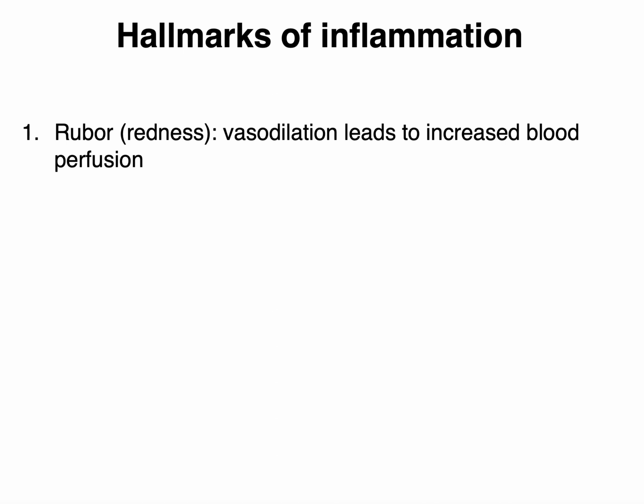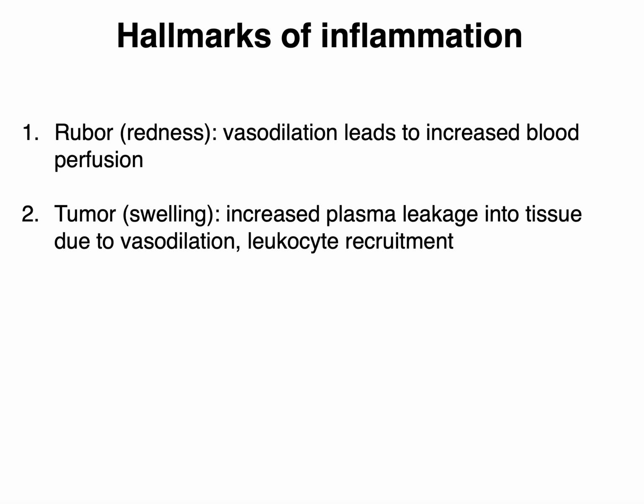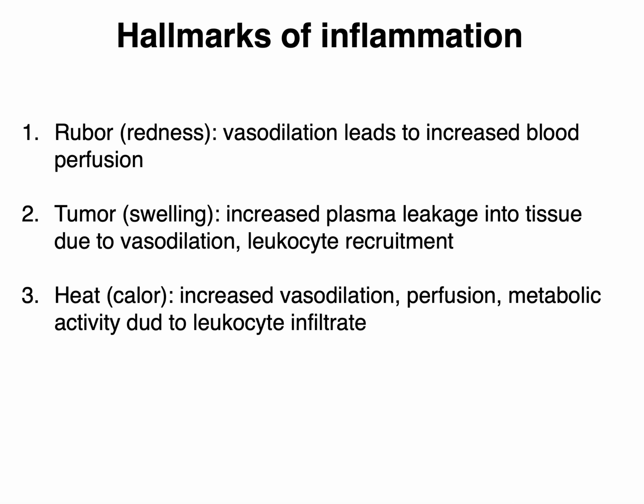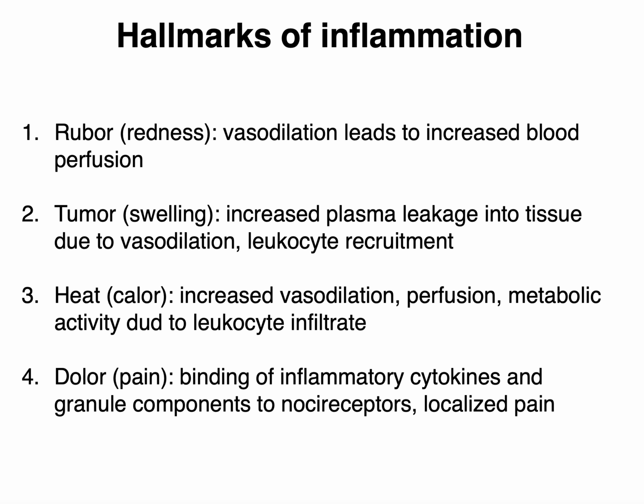And all of these cells migrating into this site of pathogen replication leads to inflammation. And inflammation has certain key hallmarks, and this includes rubor, or redness, which occurs because of vasodilation that leads to increased blood perfusion. Also tumor, or swelling, which occurs because of increased plasma leakage into the tissue, again due to vasodilation and leukocyte recruitment. Heat, or calor, which results from increased vasodilation, perfusion, and metabolic activity due to leukocyte infiltrate. And 4, dolor, or pain, which can result from inflammatory cytokines that bind to nociceptors, leading to localized pain.